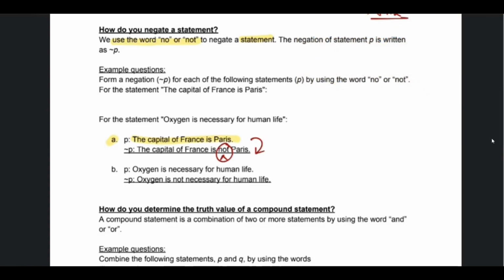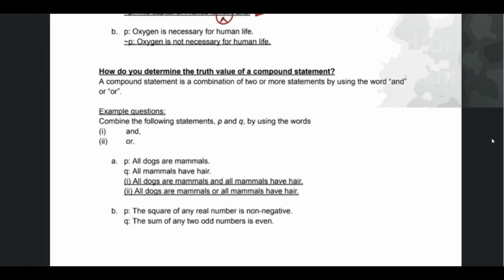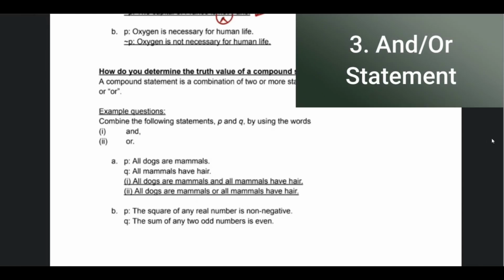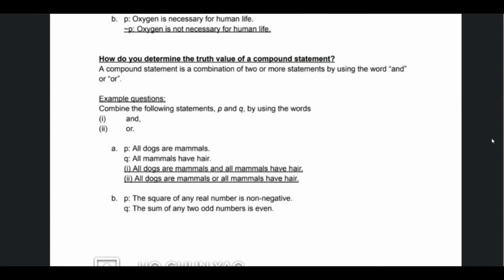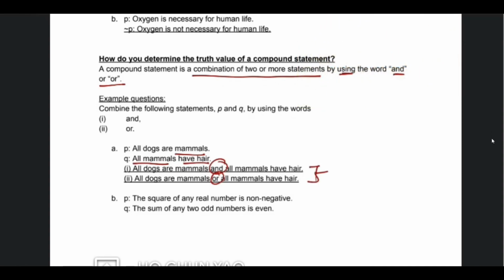So let's move on. How do we determine the true value of the compound statement? For this, we will combine two or more sentences by using the word and or or. So for example, all dogs are mammals, and all mammals have hair. So we can use and or or to compound the sentences.